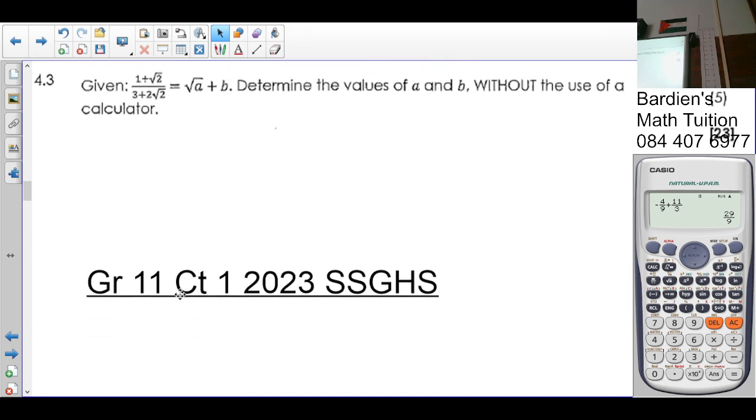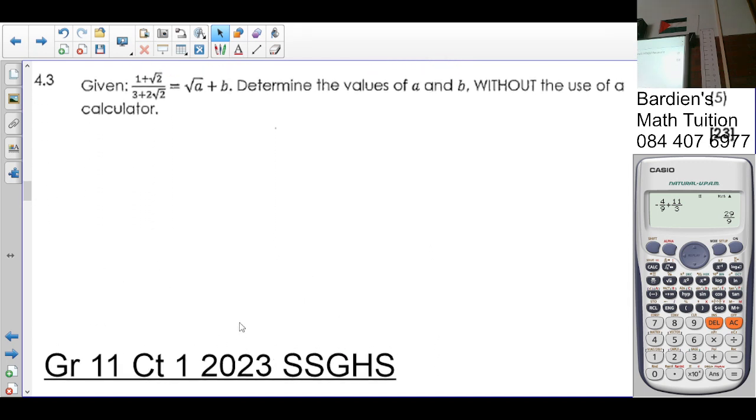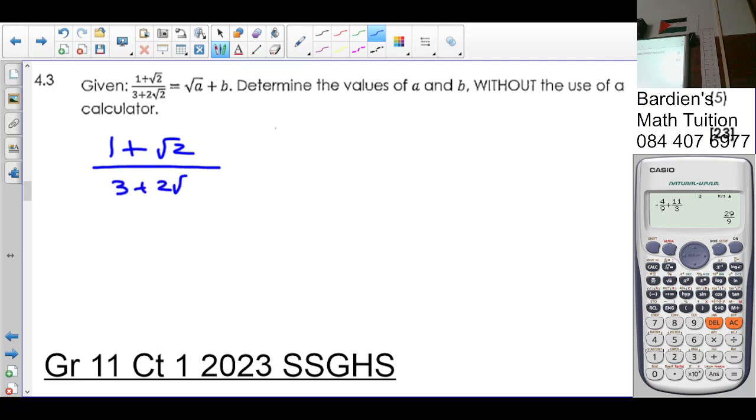4.3. We are given that 1 plus root 2 over 3 plus 2 root 3 is equal to the root of a plus b. Determine the value or the values of a and b without using a calculator. Okay, so we're looking at the left hand side. We need to rationalize the denominator. As you can see, there is no denominator, you have a rational denominator on the right hand side, which is 1.